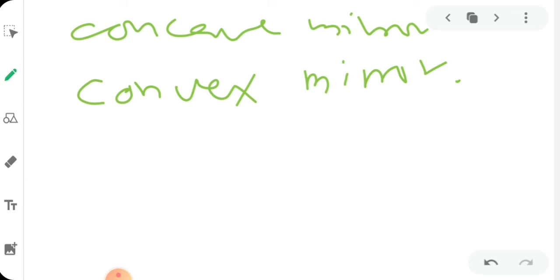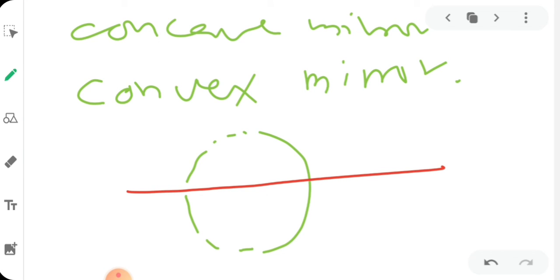Now let us talk about the next thing: the physical significance of this mirror. Suppose, let us draw, just imagine that this is a mirror itself. Then there would be a principal axis. That principal axis will pass through the center itself. Let me represent it as X and X dash. This is its principal axis.